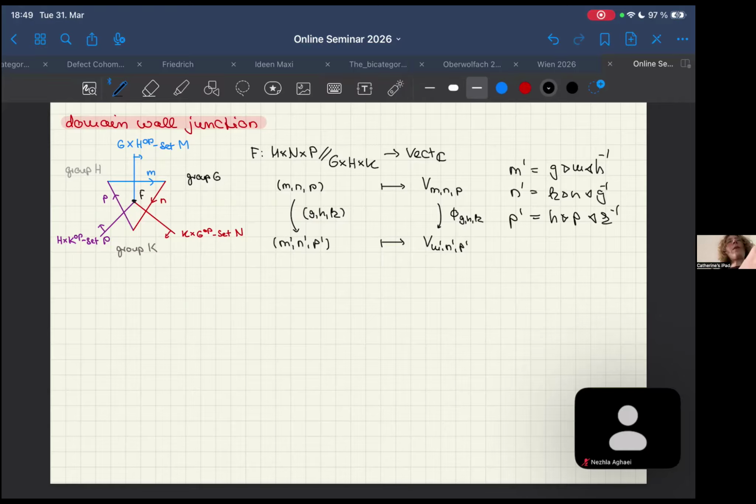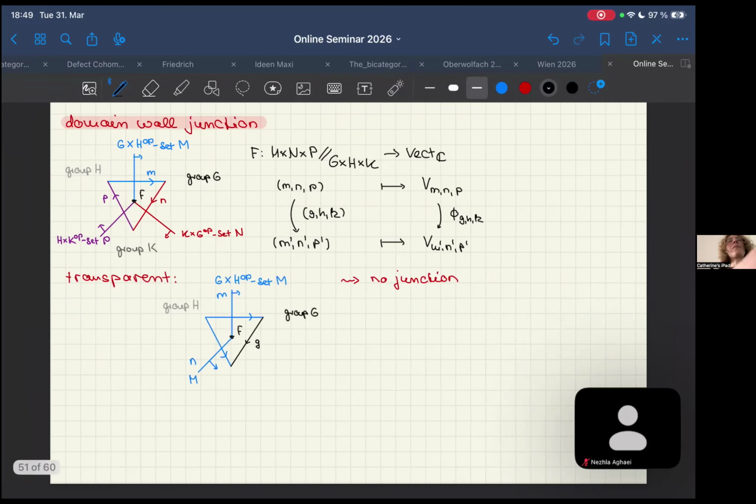Now one raises the question, can one also have trivial domain wall junctions? For example, if I make it transparent. So here I've just omitted one of the defect planes. So this is just a defect line labeled by the group. And here I have taken the same. So here we have the same set that labels both of them, but here we have an element M and here we have an element N.